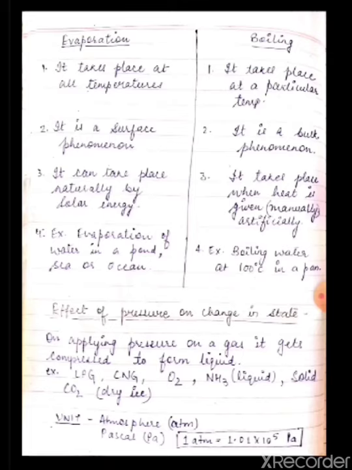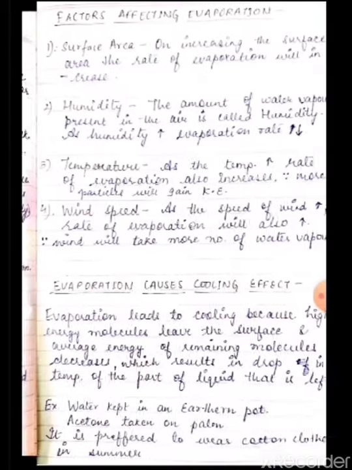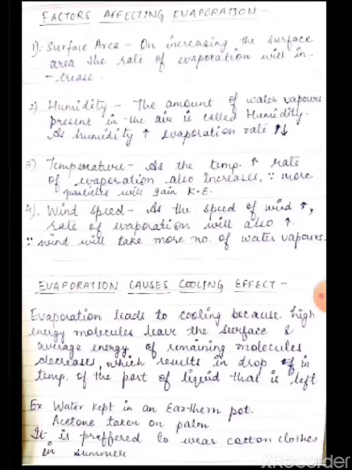So now let's come to the next topic, that is the factors affecting evaporation. There are four main factors which affect the rate of evaporation. First one is surface area. On increasing the surface area, the rate of evaporation will increase. As we have discussed earlier that evaporation is a surface phenomenon. So if we are increasing the area of the exposed surface, then the rate of evaporation will increase.